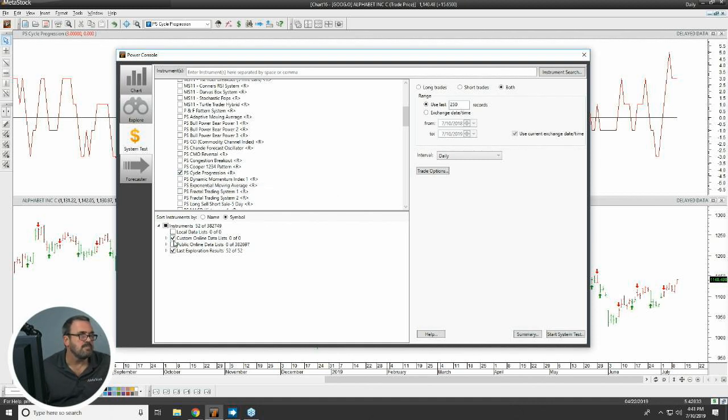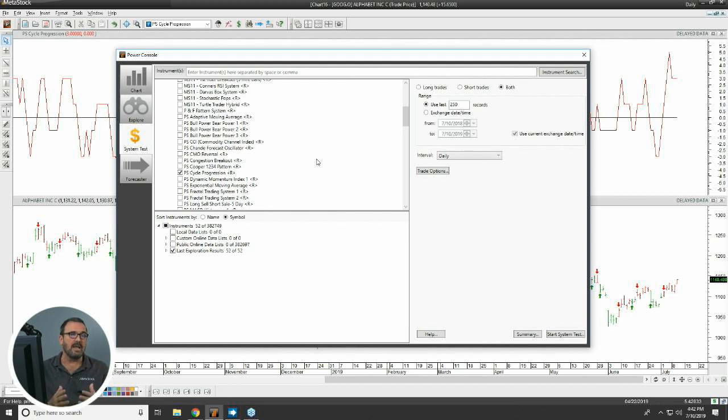So, does that make sense? First I said, okay, I want to find the system that I like. And I did that by testing all the securities against those systems. Systems and securities, I'm sorry, those are not interchangeable terms, though I seem to be making them interchangeable. Then once I found a system I was interested in that looked more interesting to look at, which was in this case the PS cycle progression, I went ahead and pulled that up on a chart.